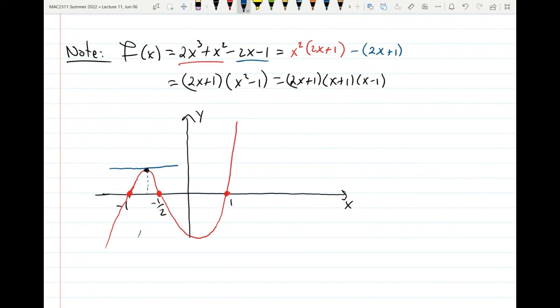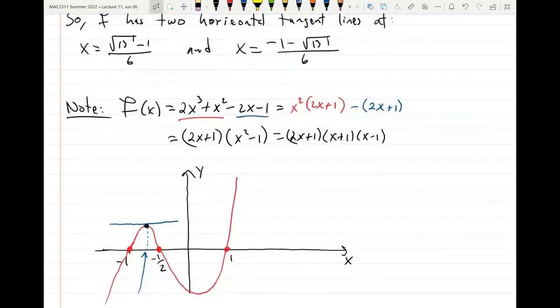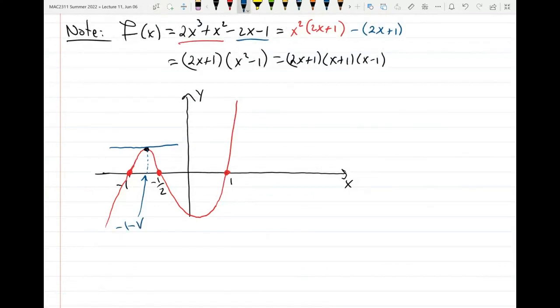Who can tell me what this x value is? Which one is this one? It's -1 minus the square root of 13 over 6. That one right there, because that's the one that's negative, right? The top is negative and the bottom is positive. And this other one is positive because the square root of 13 is more than 1. So the positive one corresponds to this one over here. So now we know this point is -1 minus square root of 13 over 6.